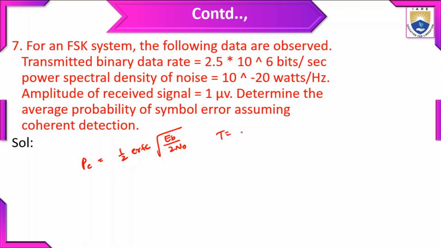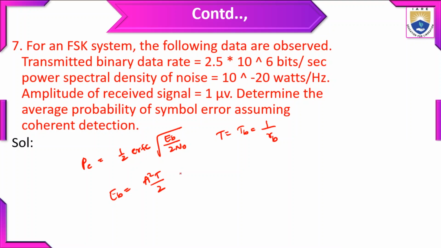So T you can take as the bit duration, which is related to the bit rate. And another formula, Eb is equal to A square T by 2. These are three formulas you can use in any problem, but they change for ASK, where we take another probability of error value, and for PSK another one. But these three are the same: energy per bit, bit duration, probability of error. You can go through all these problems and consider the same parameters.